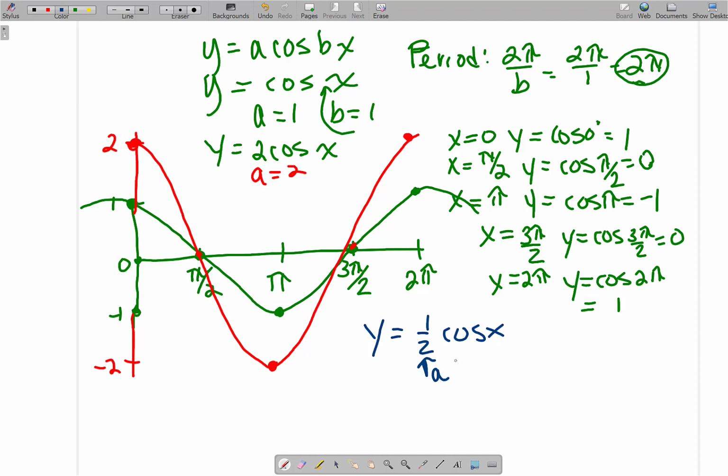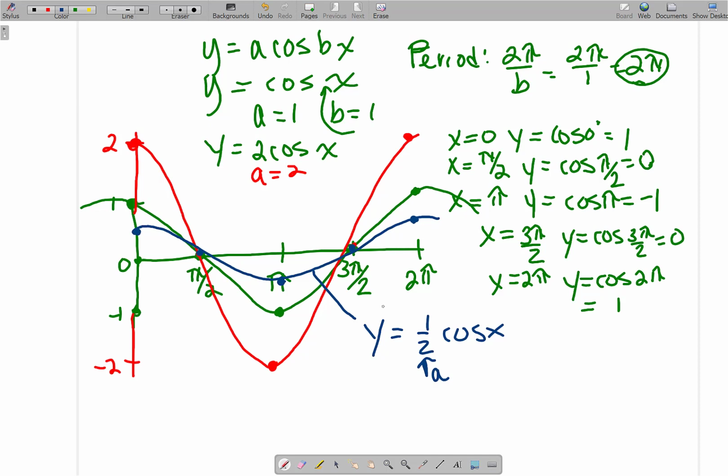So my zeros will be at the same places that they always are, here and here. But where I have a 1, I will change it to 1/2. And where I have a negative 1, I will change it to negative 1/2. And again, where I have a 1, I will change it to 1/2. So my graph here is going to look like this. And that is the graph of y equals 1/2 cosine x. Notice it's shrunk it up and down. That's the graph of the cosine.